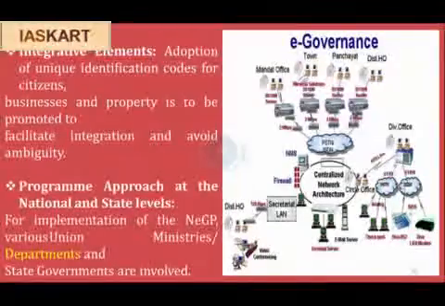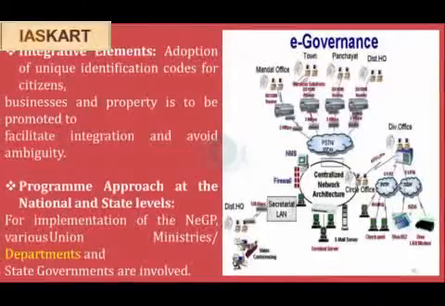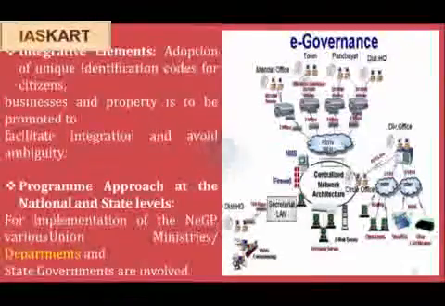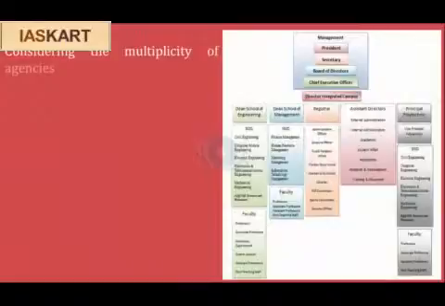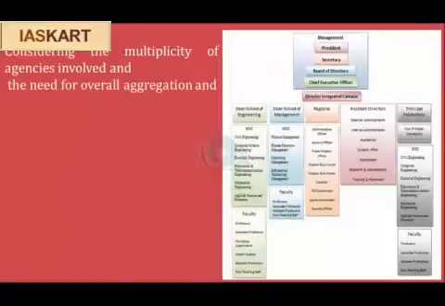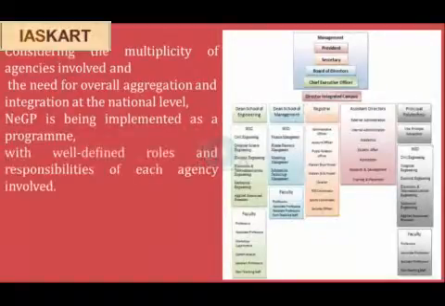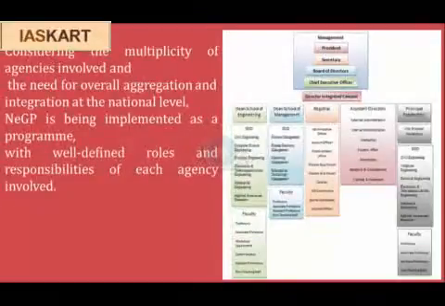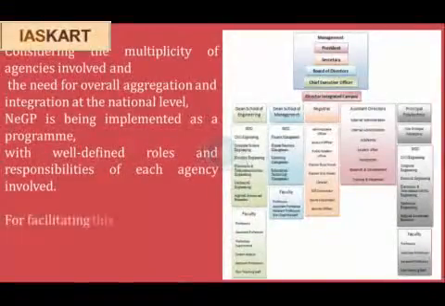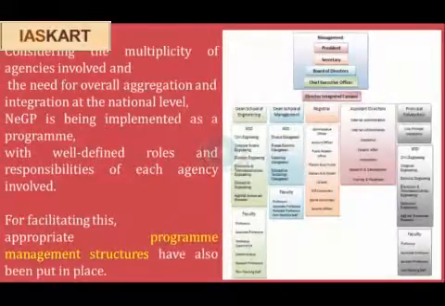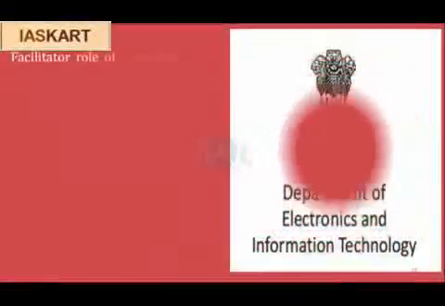Program approach at the national and state levels. For the implementation of the National e-Governance Plan, various union ministries, departments, and state governments are involved. Now, considering the multiplicity of the agencies involved and also the need for overall aggregation and integration at the national level, the National e-Governance Plan is being implemented as a program, and it has well-defined roles and responsibilities for each agency that is involved in it. For facilitating this, appropriate program management structures have also been put in place.